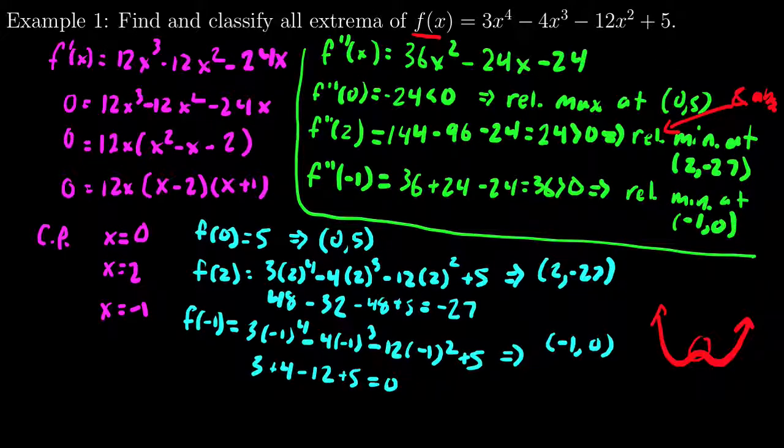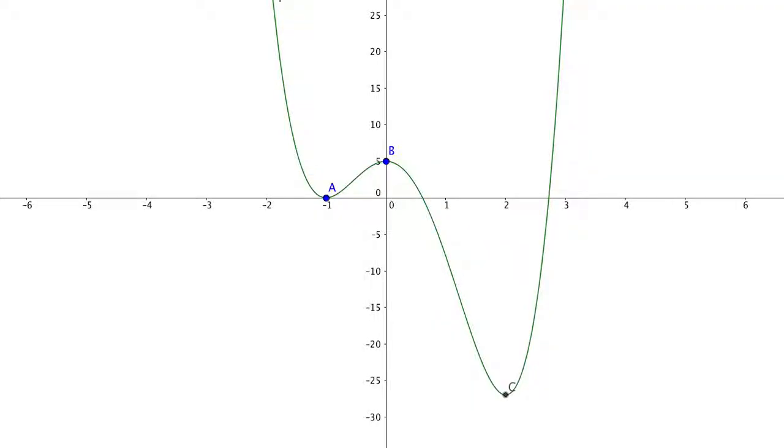Alright, before we end this video, let's just look at the graph to see that it all works out. So here we have it. You can see this point here is a relative minimum at -1, 0. You can see this point here is a relative maximum at 0, 5. And then way down here is a relative minimum at 2, -27.